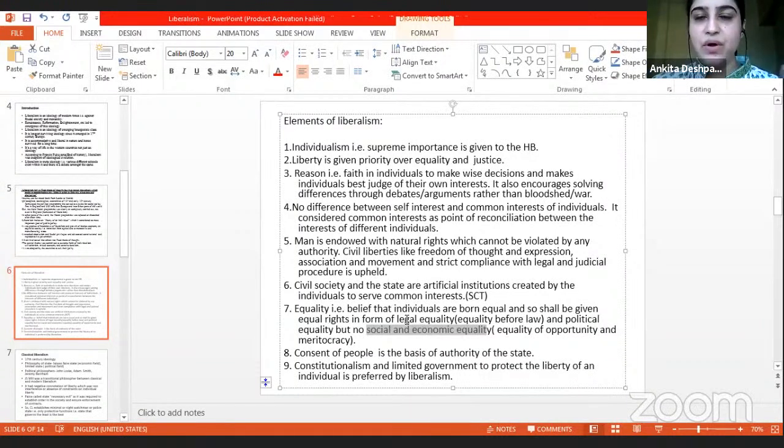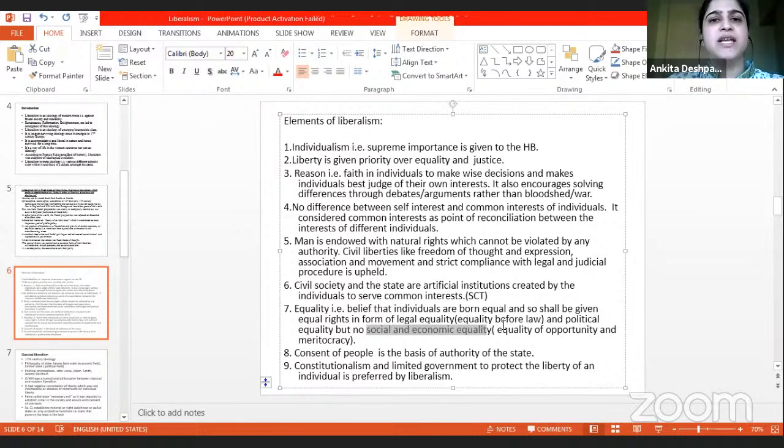In the eyes of law, each one of us is equal. Nobody is above the law, nobody is below the law. If the President of India and you and I stand together, we are subjected to the same law, IPC, CPC, CrPC, and the same judiciary. So equality before law, no special privileges. That is the concept of legal equality. In the eyes of law, each one of us is equal.